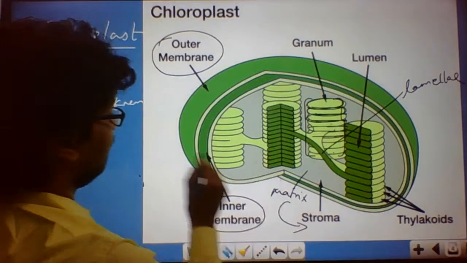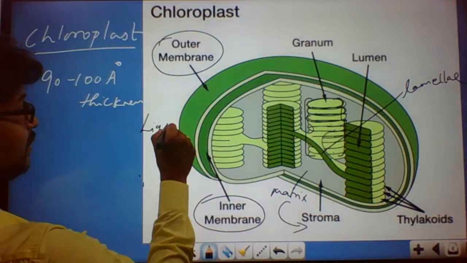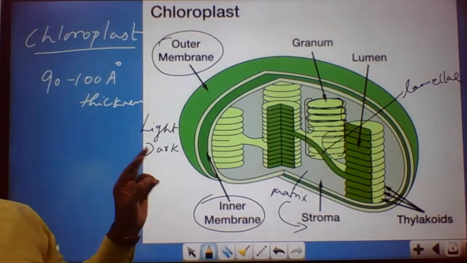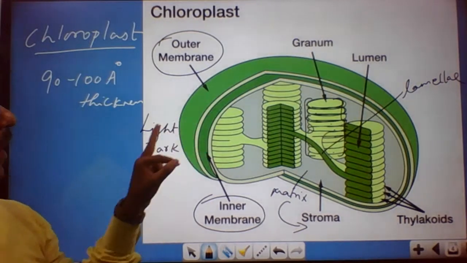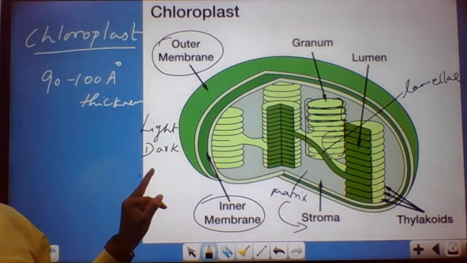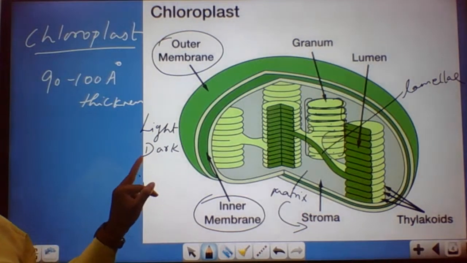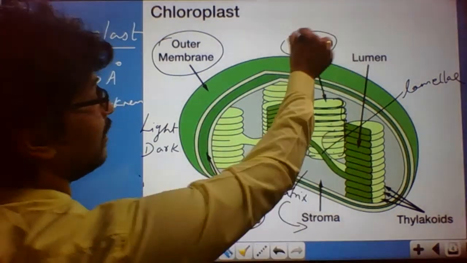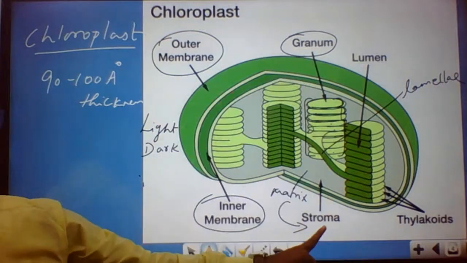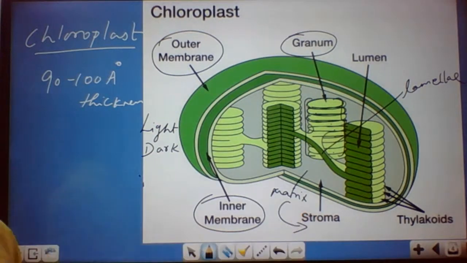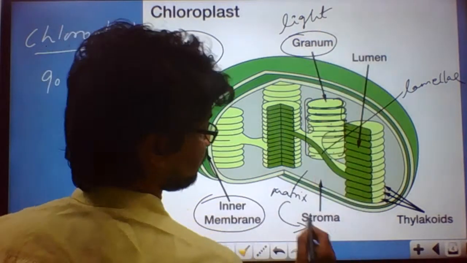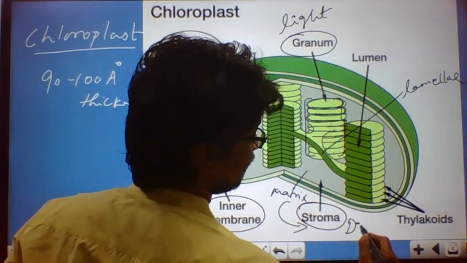So the light reaction and the dark reaction, ரெண்டு reaction வந்து chloroplastல தான் நடக்கும். Now can you tell me which part is responsible for the light reaction and which part is responsible for the dark reaction? Granumல என்ன reaction நடக்கும்? ஒன்னு granumல நடக்கும். The other one will take place in the stroma. So granum is responsible for the light reaction. Light reaction takes place in the granum, and in the stroma, dark reaction takes place.